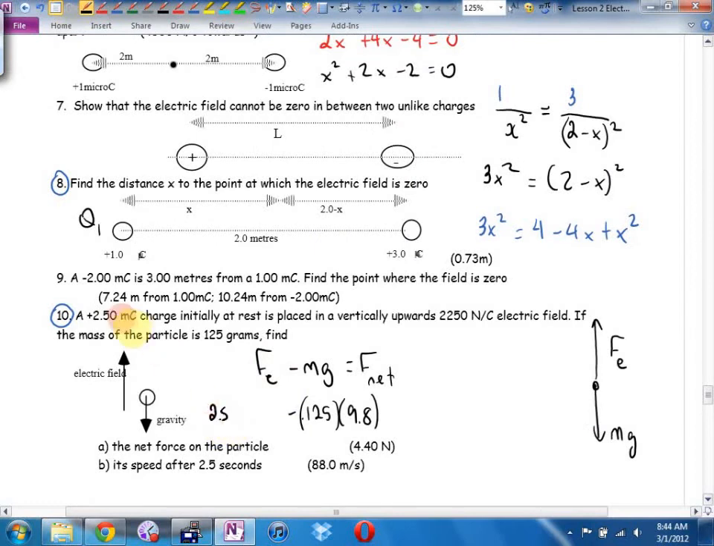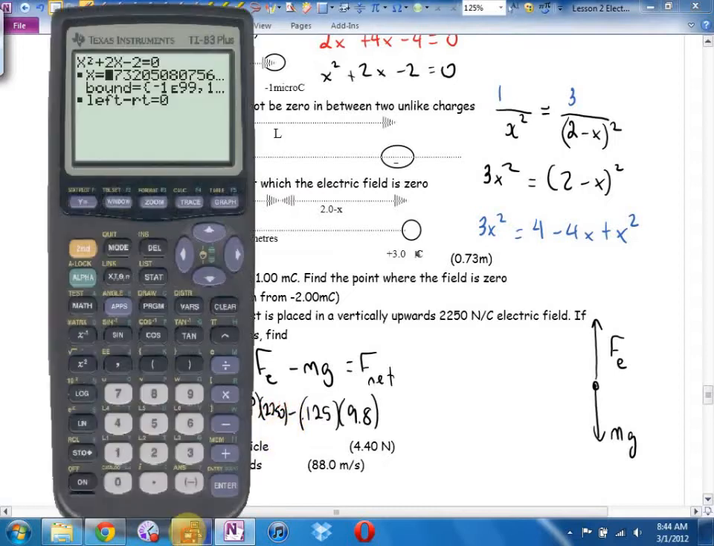2.5. Ooh, careful. What letter is that? Not a micro. What letter is that? No, no, in front of the C. A lowercase m. That's not micro. That's the milli, which I think is 10 to the negative 3. I have to look it up, but I'm pretty sure. 2,250. So there's your QE. This should give me the net force.